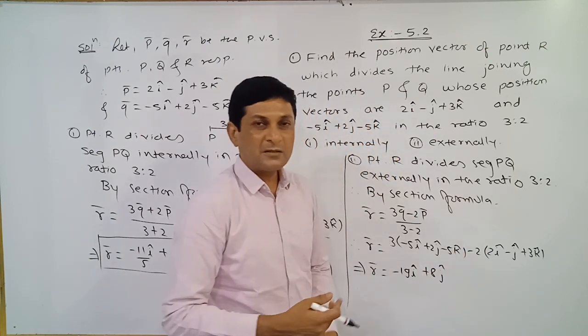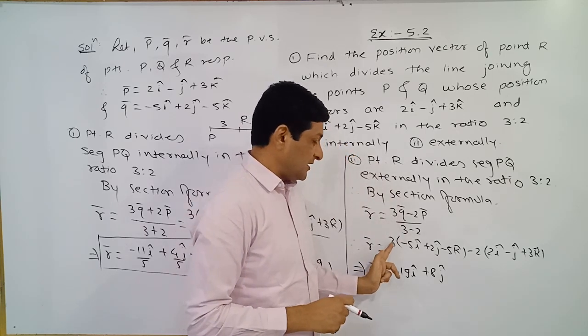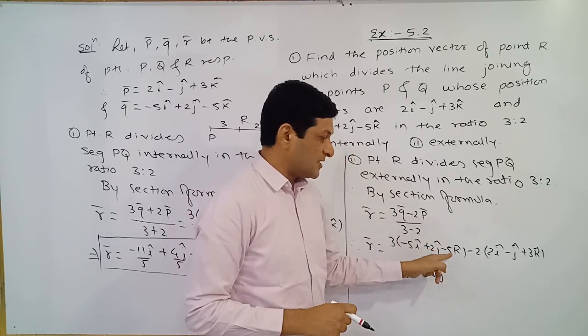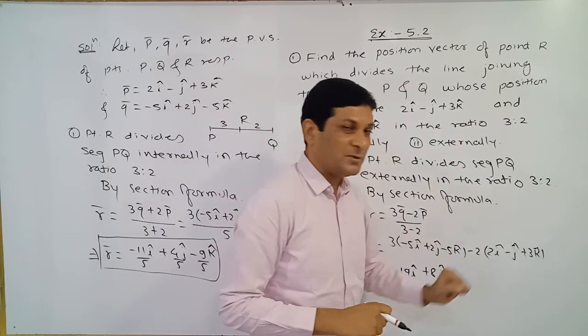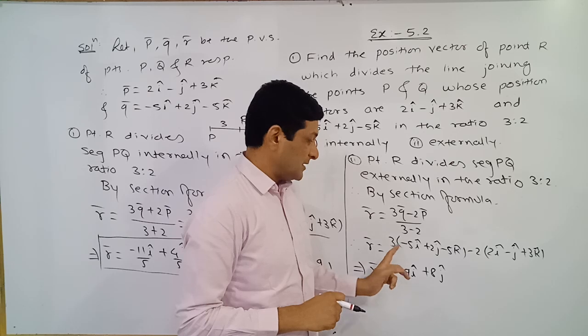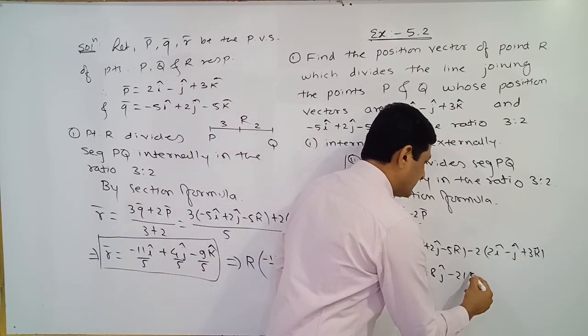And lastly, collect the terms of k cap. So observe here, its coefficient in the first term, 3 into minus 5, will become minus 15 k cap, and here minus 2 into 3 will become minus 6. So minus 15 and minus 6 will become minus 21 k cap.